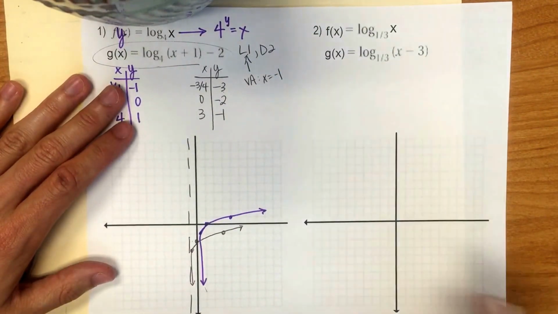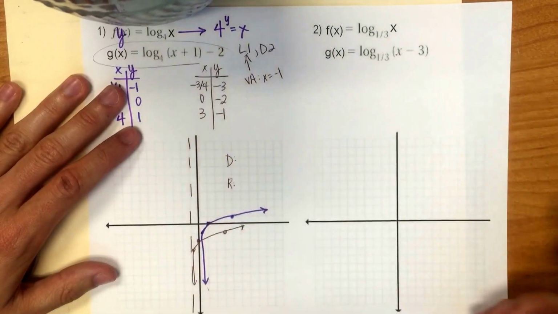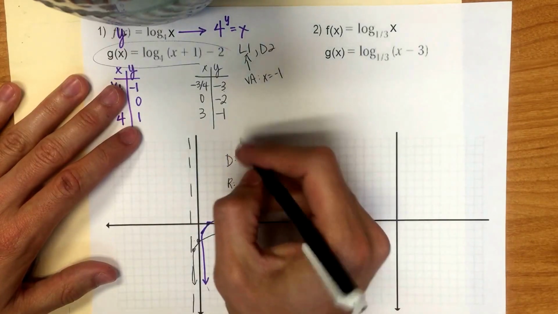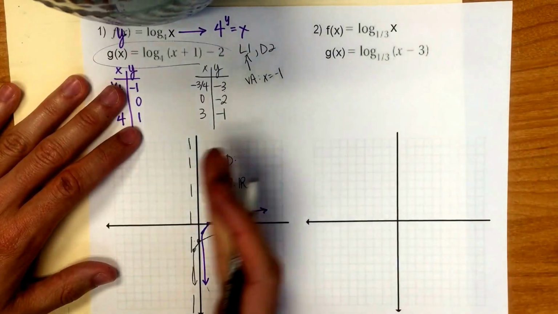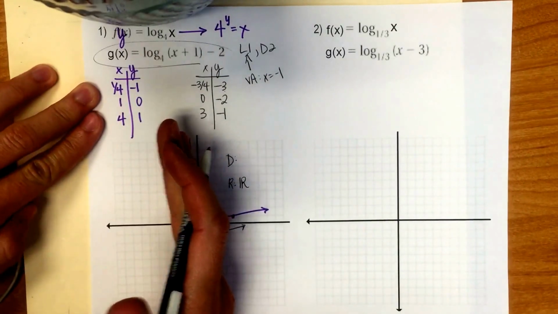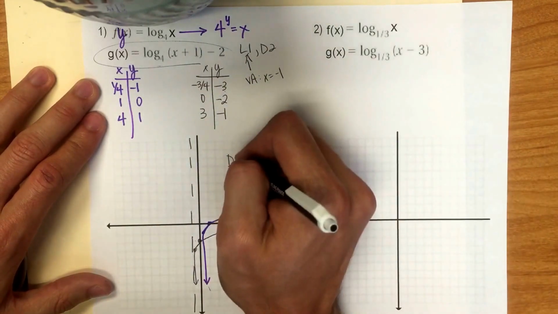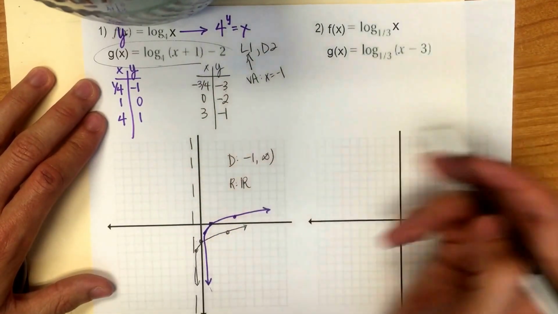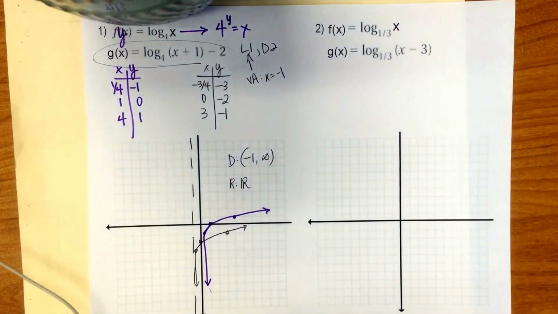Last thing, domain and range. Logarithms will never stop going up. They'll never stop going down. So range is all real numbers. Domain, it never goes past -1, but it goes forever to the right. So from -1 to infinity, we're never going to hit that vertical asymptote, so we're going to do an open parenthesis.